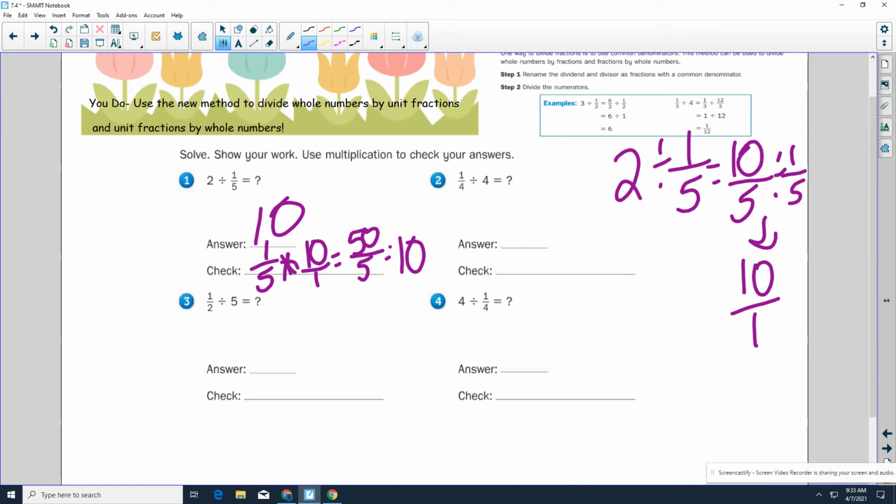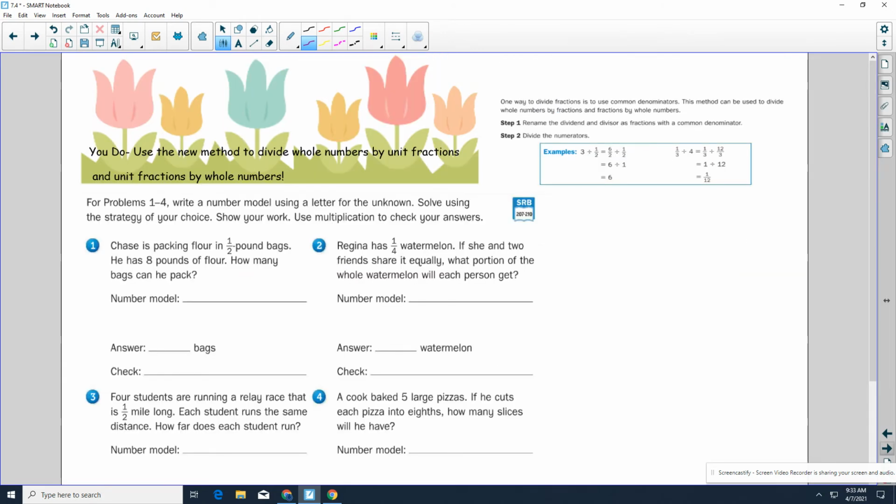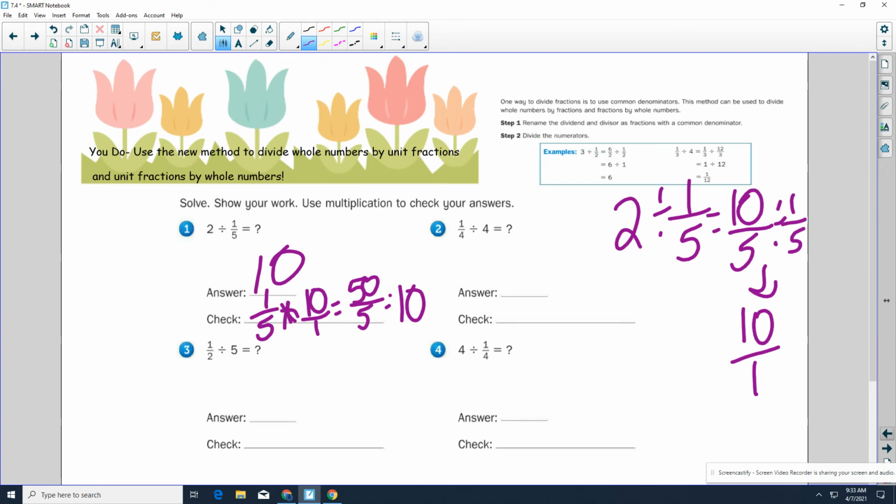Okay, so you're going to go through and look at these next problems. You're going to work those out and then do your check. So we're going to pause the video and work on those now.